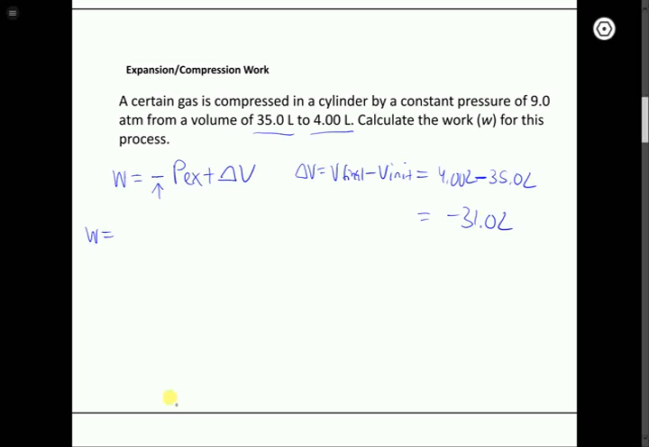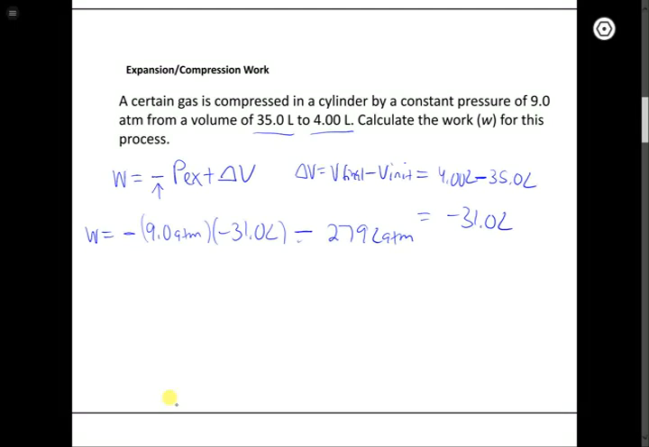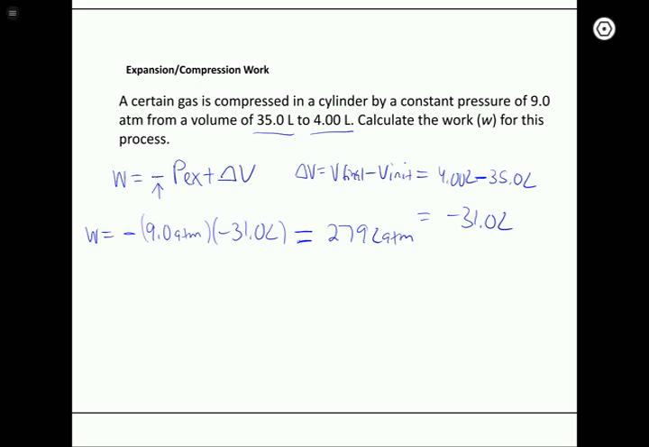So the work in this case is going to be the negative of the external pressure, which is 9 atmospheres, and then delta V is also negative, so when we multiply these out, we get 279 liter atmospheres. Another thing with these types of problems is you need to look at units closely. So we're multiplying atmospheres times liters, so our unit is liter atmospheres. This is not a standard unit for work, so we need to convert this into joules, as all the answers in the problem I believe are in joules.